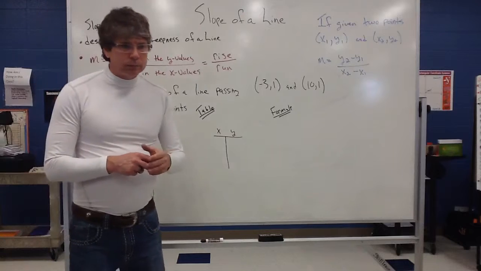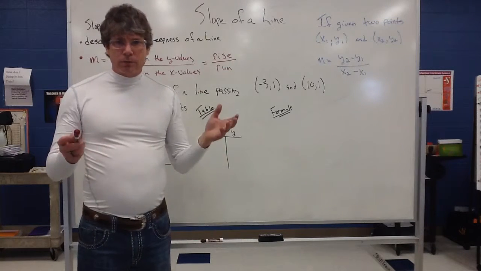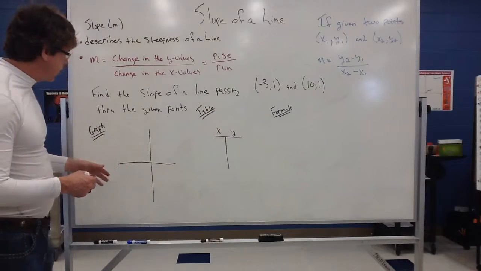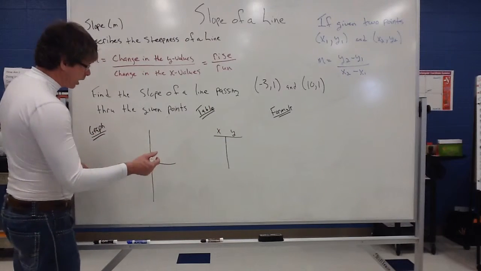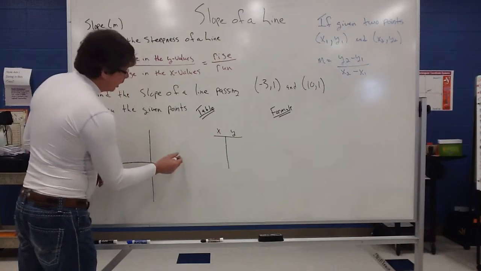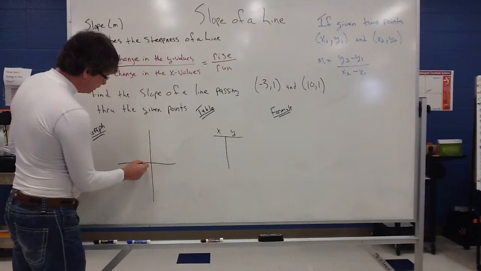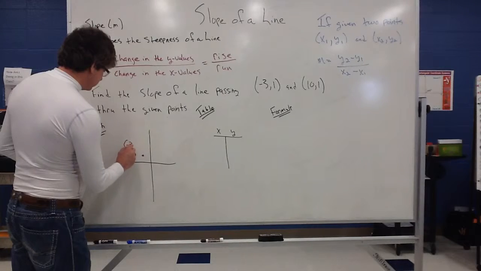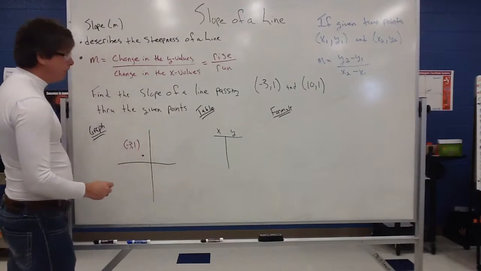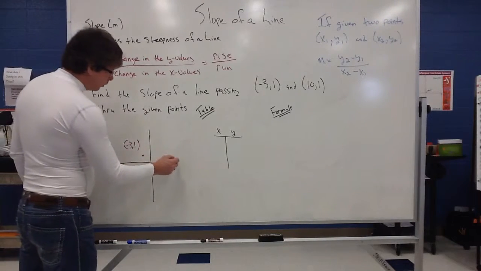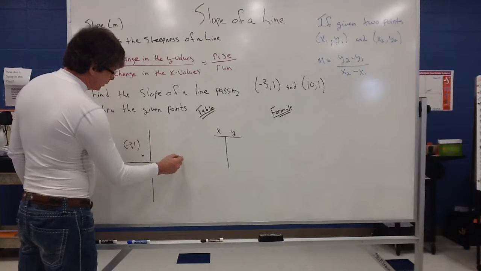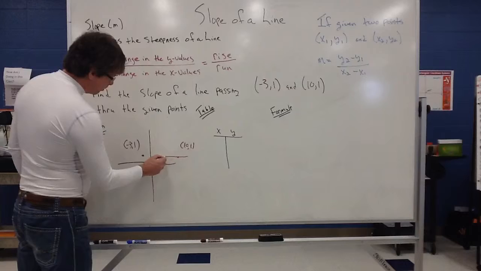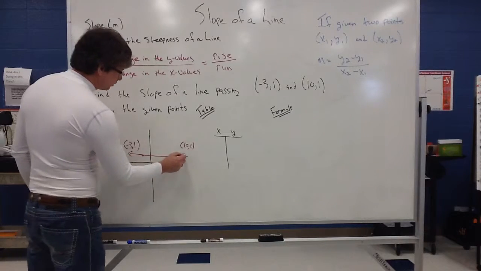So again, a good idea is you could draw a graph. And again, the graph does not have to be perfect. So you can sketch it out. You can kind of see my x-axis is getting kind of straggly here. And I have the point -3, 1. So -3, 1 puts me in the second quadrant. 10, 1 is going to be somewhere down this way, over here. And then my line is going to be passing through those 2 points.